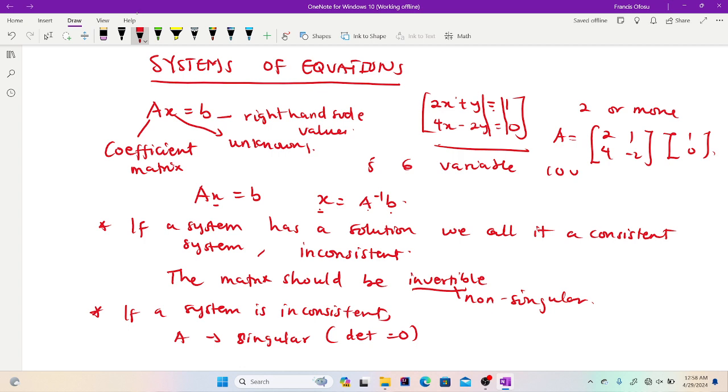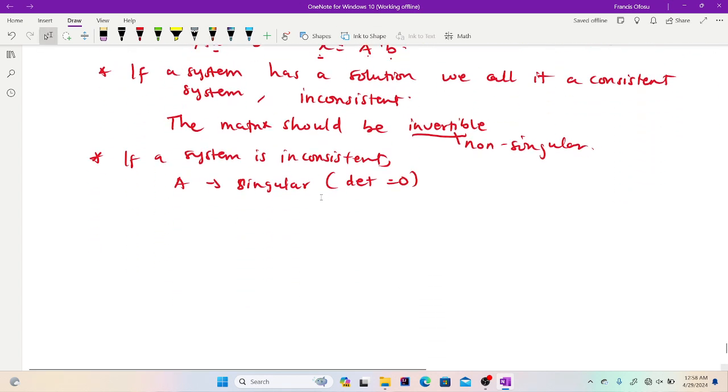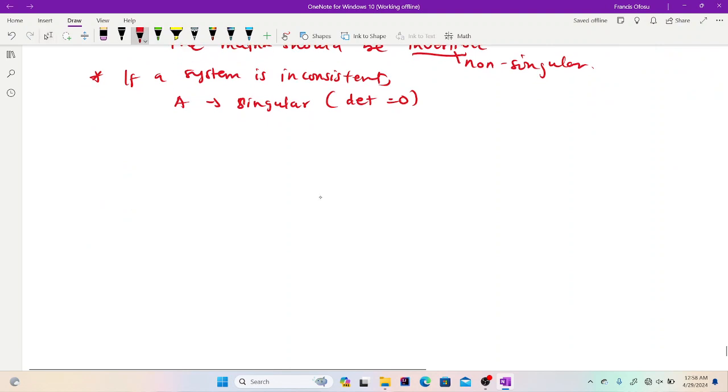Then also, if a system is consistent, then it has some possibilities which you should take note of. So let's consider systems.